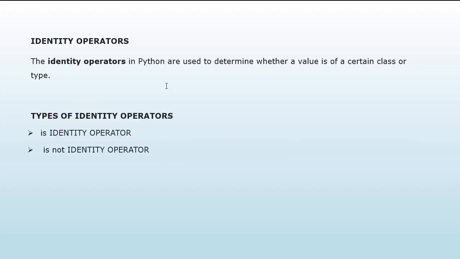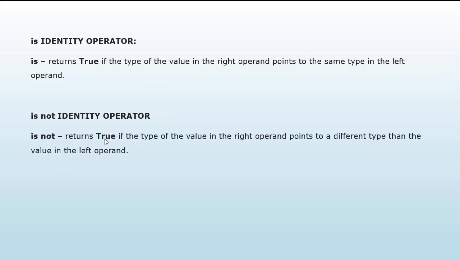And the next operator is identity operators. The identity operators are used to determine whether a value is of a certain class or type. Here also we have two types of identity operators: is and is not. So what is the role of is? It returns true if the type of the value in the right operand points to the same type as the left operand. Is not returns true if the type of the value in the right operand points to a different type than the value in the left operand.